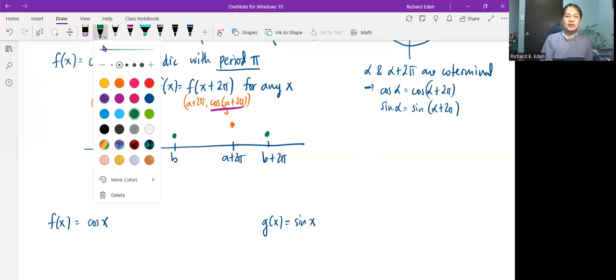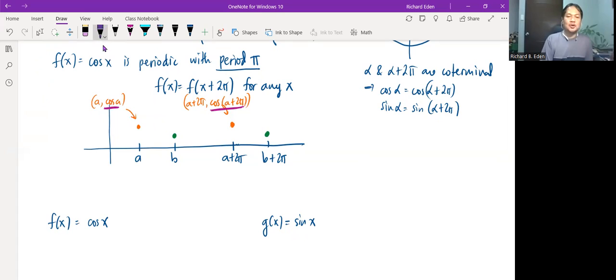So that means if you look at the graph of the cosine function between A and B, and then over another interval having the same length, A plus 2 pi until B plus 2 pi, so the length of this interval is B minus A, and the length of this interval is also B minus A, so long as you start from A and go forward until A plus 2 pi, you're going to see the same thing happening. All right.